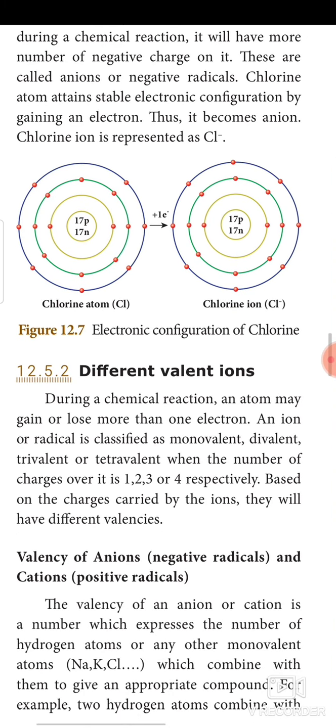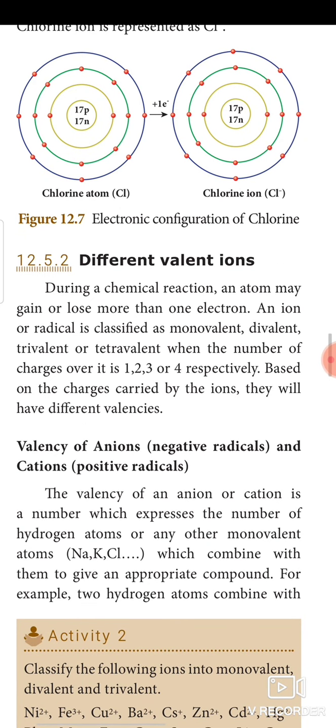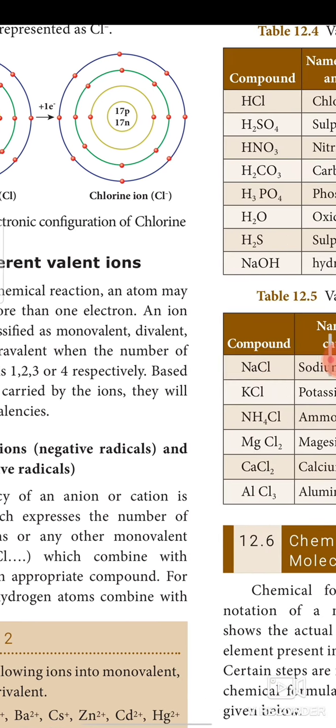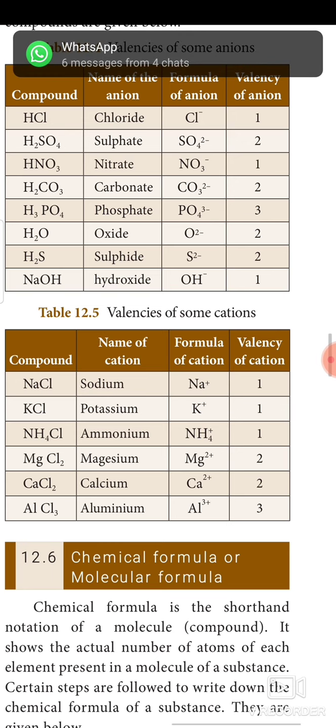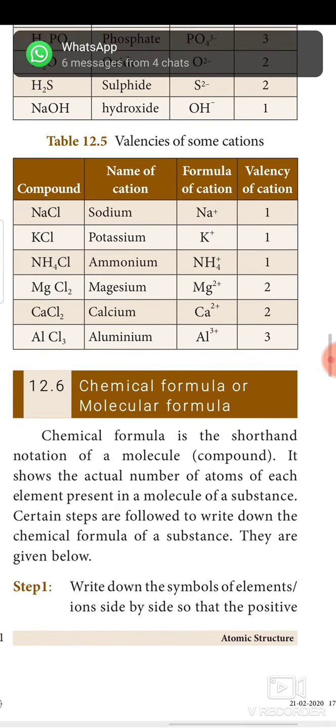Okay, so different valent ions. During a chemical reaction, an atom may gain or lose more than 1 electron. An ion or radical is classified as monovalent, divalent, trivalent and tetravalent when the number of charges on it is 1, 2, 3 or 4 respectively. Based on the charge carried by the ion, they will have different valency. So in table 12.4 they have shown the valency of some anions. In table 12.5 they have shown the valency of some cations. So how many electrons they are contributing, that is what is given here.